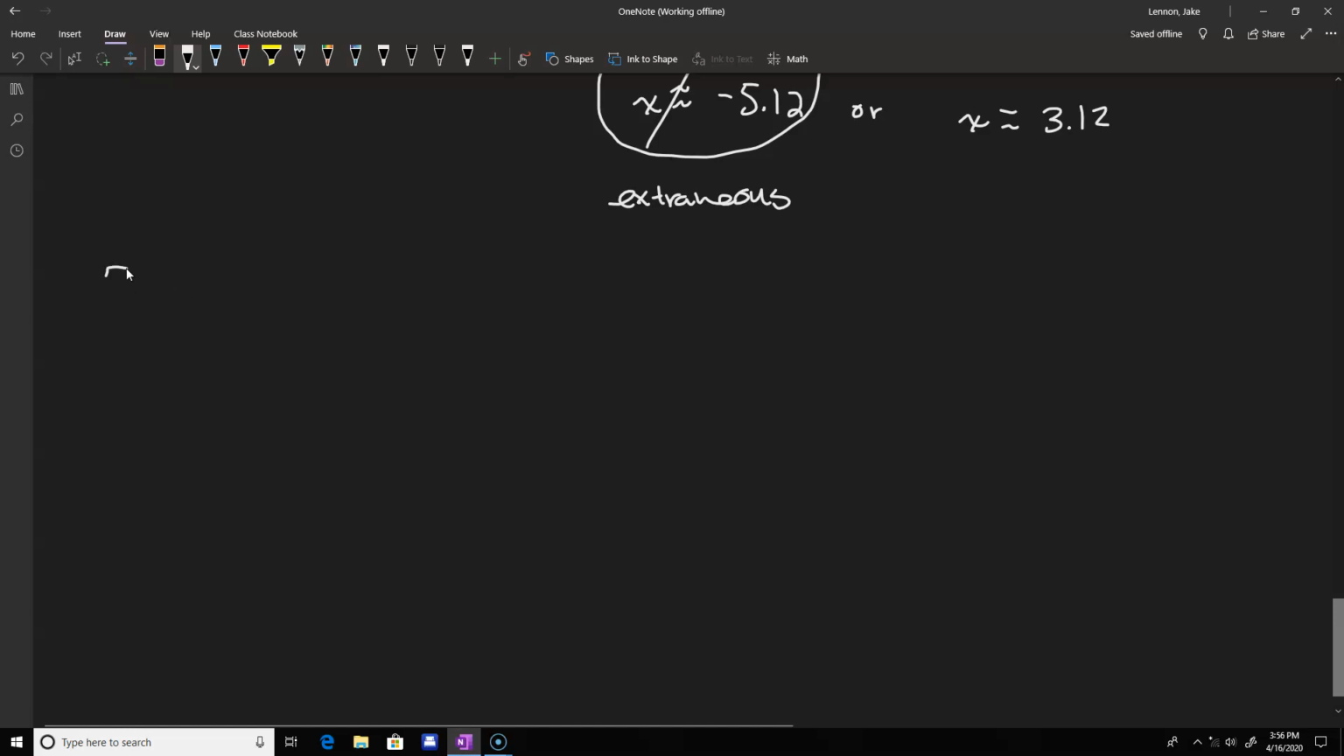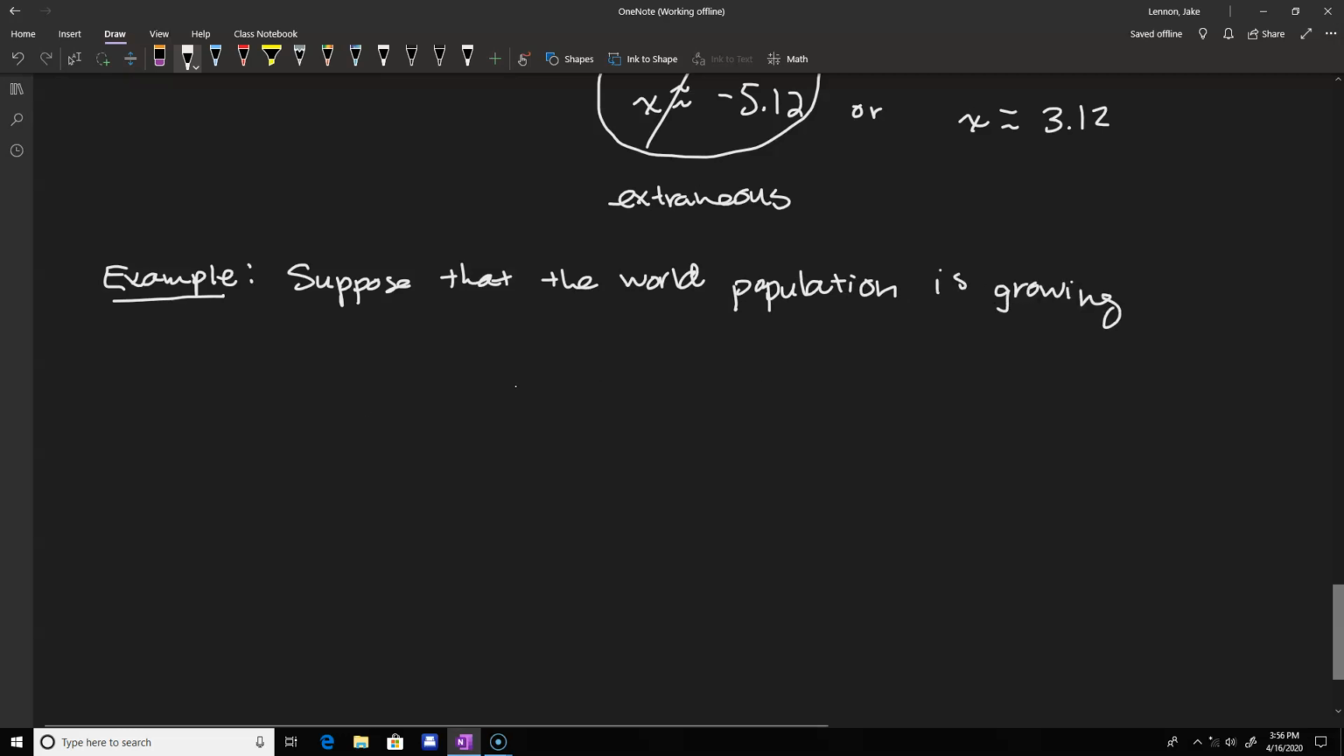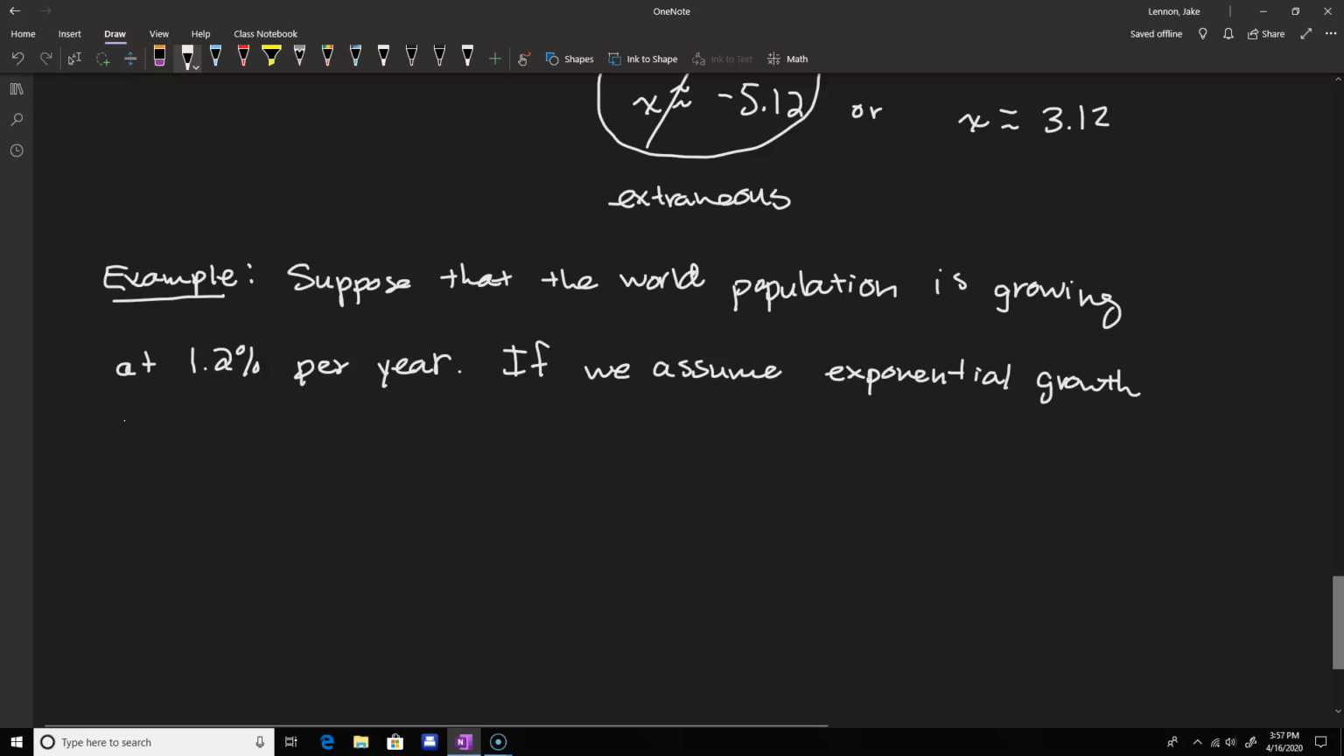So let's say example. Suppose that the world population is growing at 1.2% per year. If we assume exponential growth, after how many years will the population double?